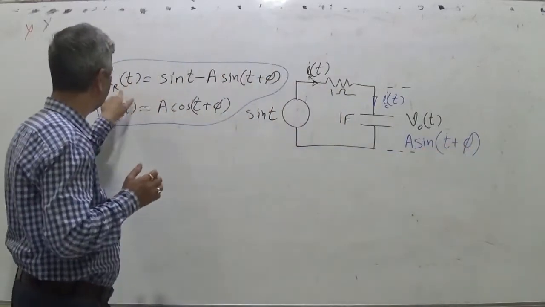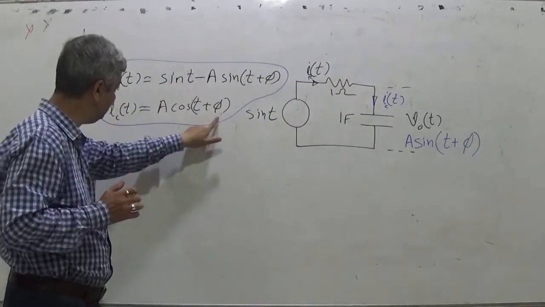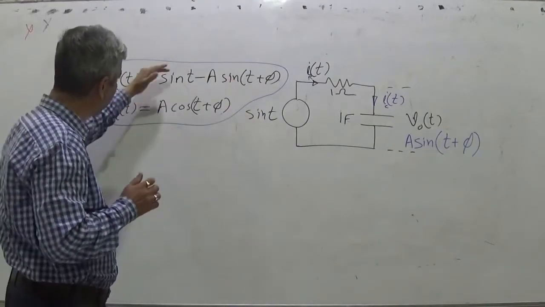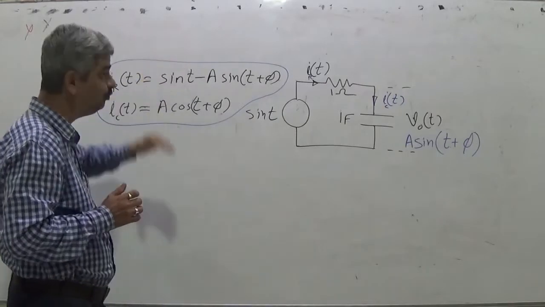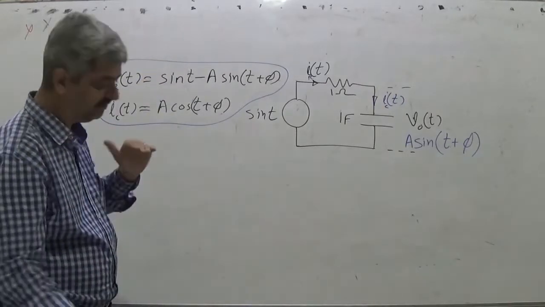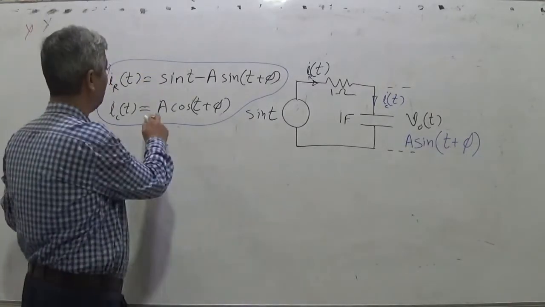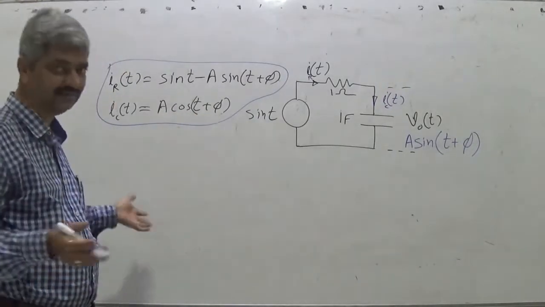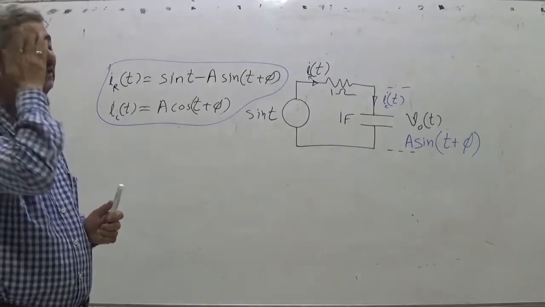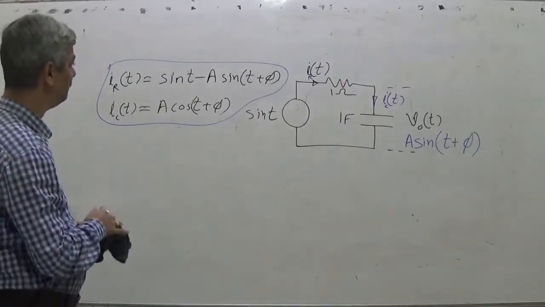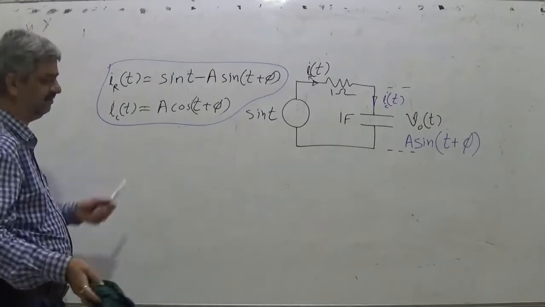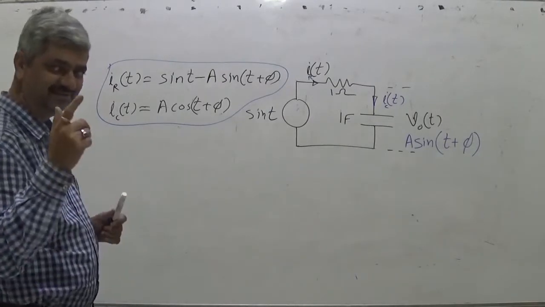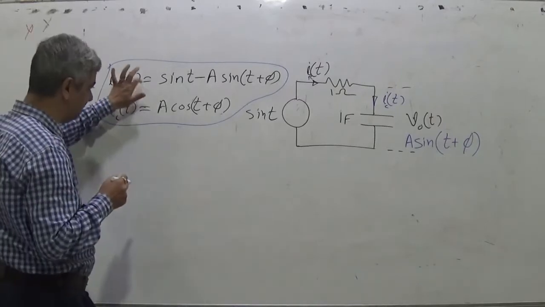I have found out IR(t), I have found out IC(t), and since this is a series circuit both are equal, so I can equate. So when I equate these two, I get two equations, and in these two equations there are two unknowns, A and phi, and once I find these two unknowns, the answer is done. So how do we proceed? I will give you a hint.